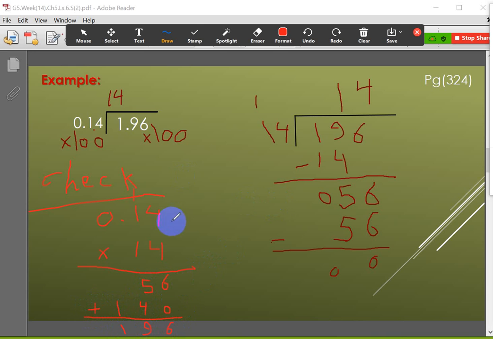What about the decimal point? I have 2 digits after the decimal point. So here I have to put the decimal point after 2 digits. If you move the decimal point, it will be between 1 and 9. So look, the product is the same as the dividend. That means I can check here if my answer and the quotient are correct. You can do the check step if you want to check.